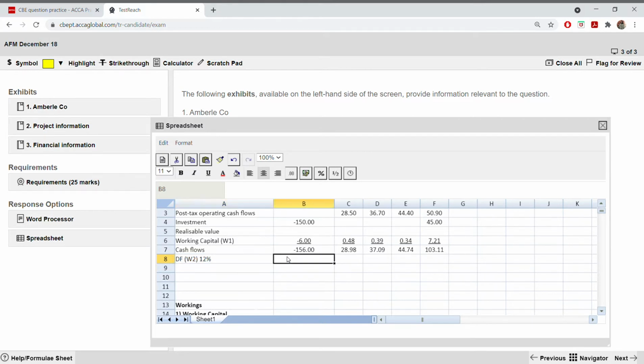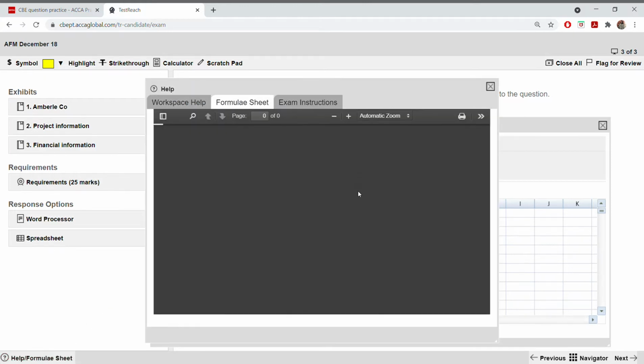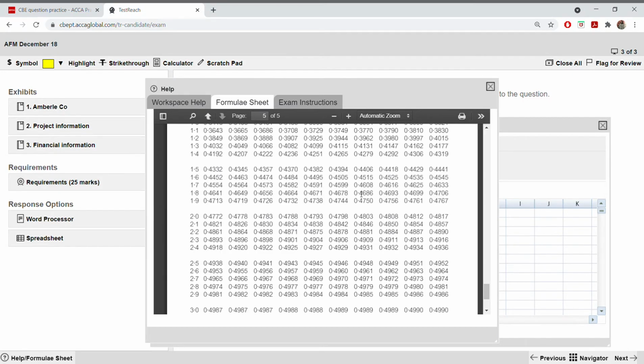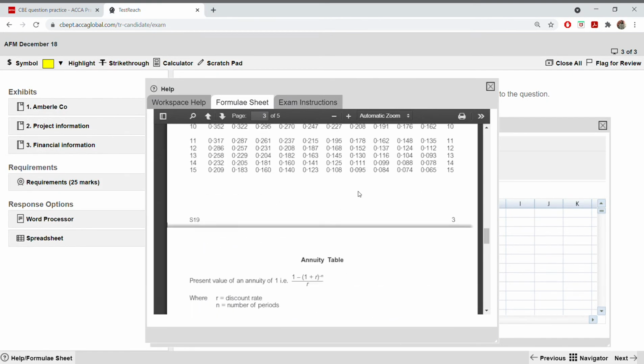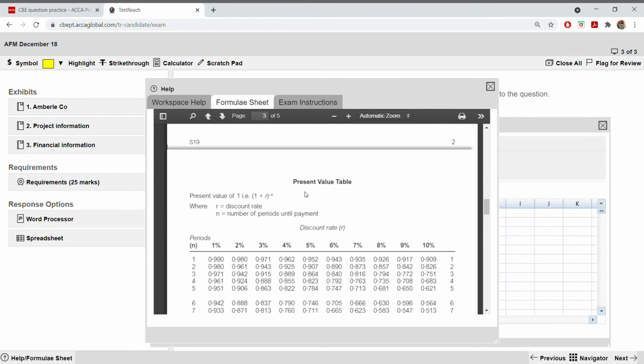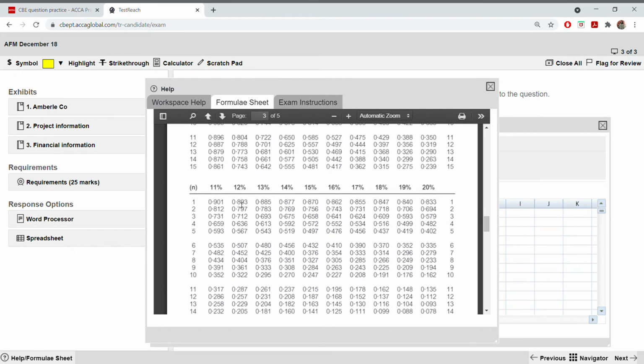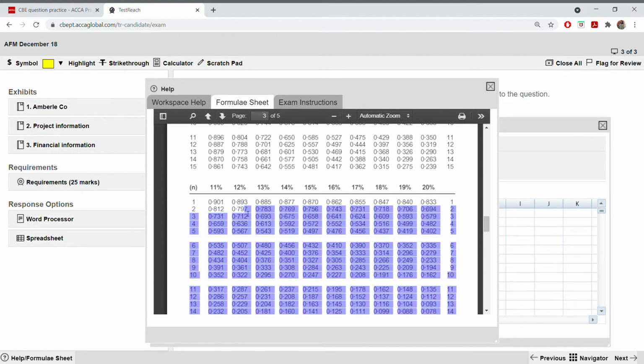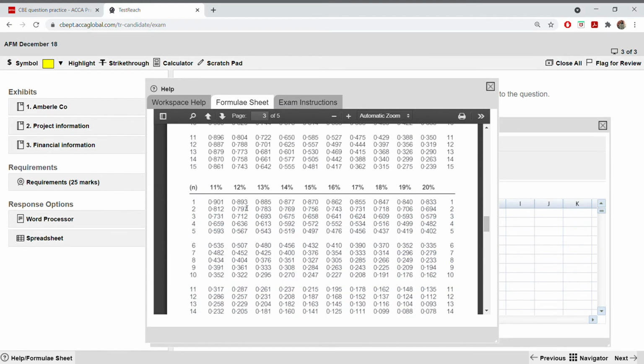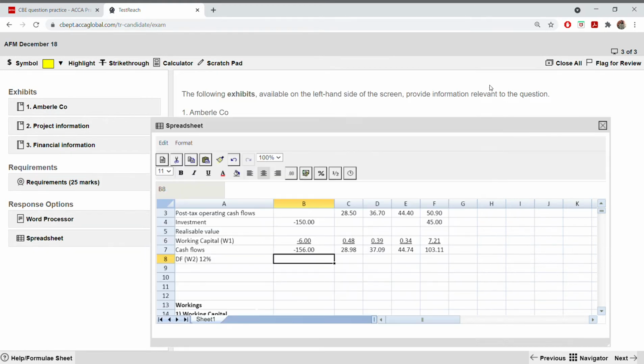So for the discount factor, you can go to the table and see. What table? Help, formula sheet, and then this is the discount factor present value table. So go to 12% and 1, 2, 3, 4. These four rates are 0.893, 0.797, 0.712 and 0.636. For 0 it is not required. It will be 1.